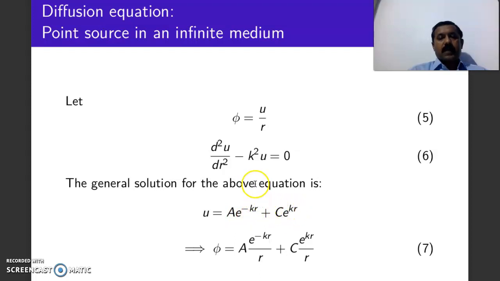In terms of phi, we know that phi is equal to u by r. Therefore, phi is equal to A e to the power of minus kr by r plus C e to the power of kr by r, where A and C are arbitrary constants. Now you have to eliminate these arbitrary constants by applying the appropriate boundary conditions that we have discussed just now.